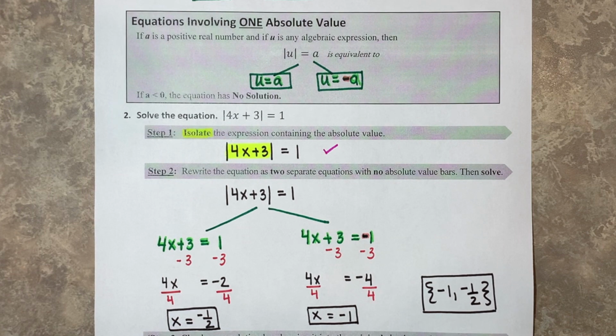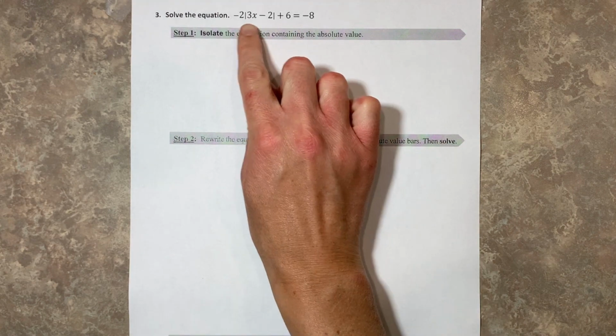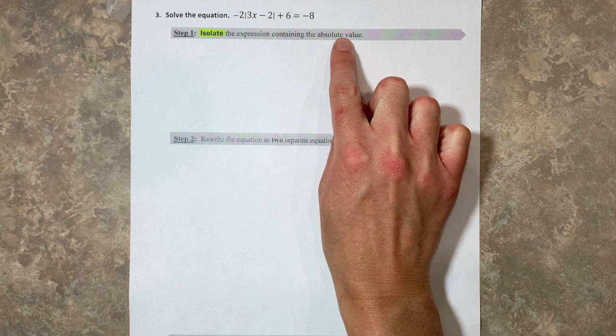And with solution set notation, the order that you list the answers doesn't matter, so you could flip around those numbers if you'd like. Let's take a look at another example. The first step when you're solving absolute value equations is you want to isolate the expression containing the absolute value.